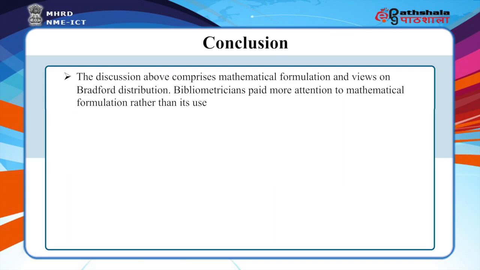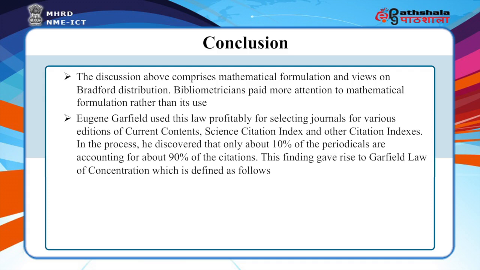The discussion above comprises mathematical formulation and views on Bradford distribution. Obviously, bibliometricians paid more attention to mathematical formulation rather than its use. Eugene Garfield is an exception. He used this law profitably for selecting journals for various editions of Current Contents, Science Citation Index, and other citation indexes. In the early 1960s, there was no reliable estimate of scientific periodicals being published in the world. The estimates varied from 50,000 to 1 lakh.